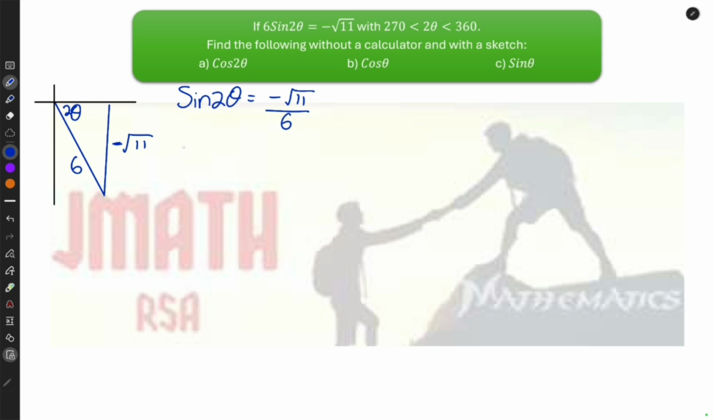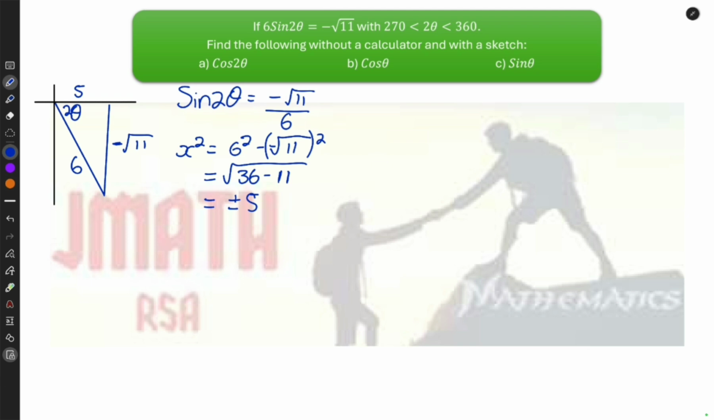I can just do Pythagoras, so I'm going to say x squared is equal to 6 squared minus root of 11, also squared, and that's going to give me 36 minus 11, which is just giving me 25, so plus or minus 5 is the answer. This is in the fourth quadrant, so it's in a positive direction if I go to the right. Perfect. That is now done for my triangle. Now I can just go and get the answers.